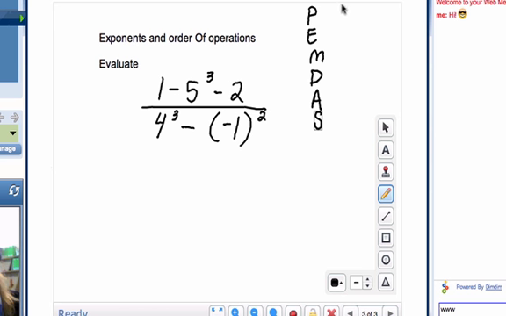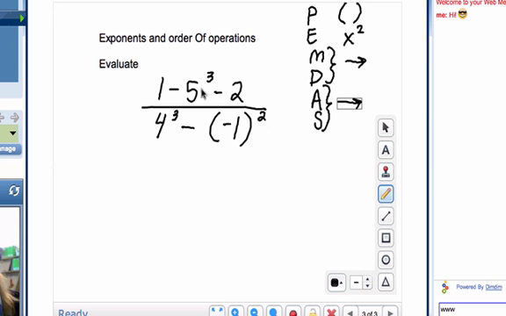So it's just a quick reminder that you always do what's in parentheses first, and then you do your exponents second, and then multiplication and division you do next, and you do that from left to right. And addition and subtraction you do together last, from left to right.